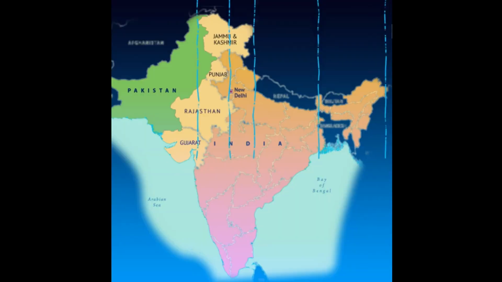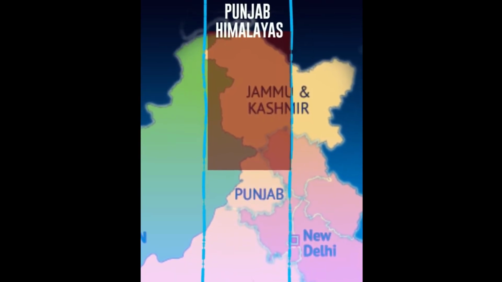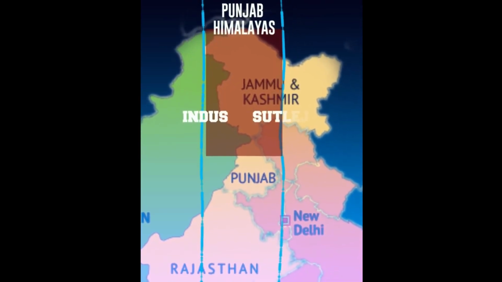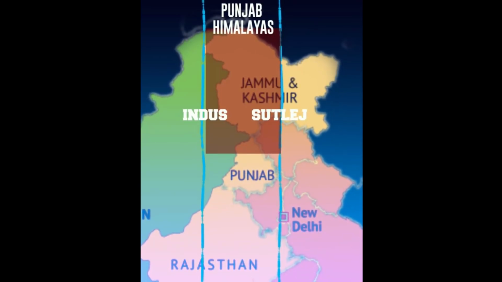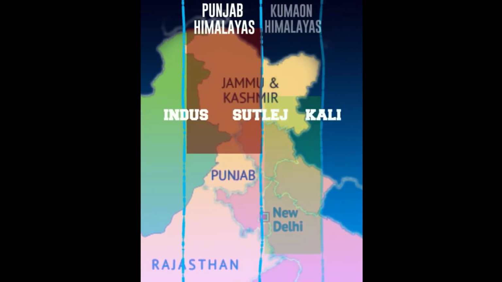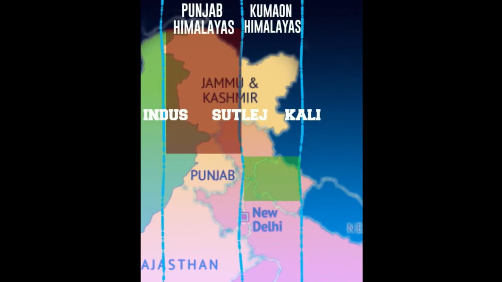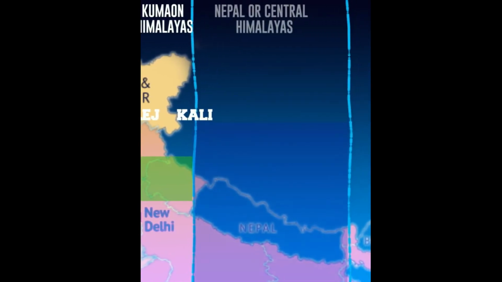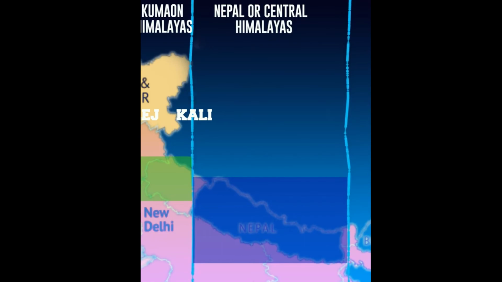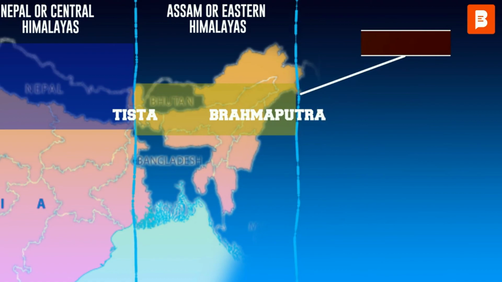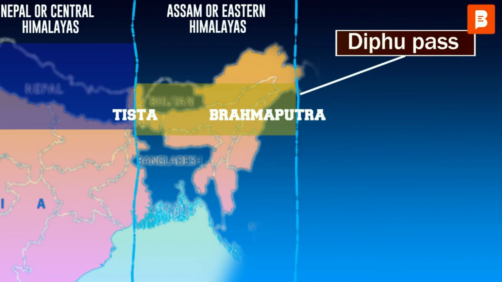The Himalayas are also divided on the basis of regions, demarcated by river valleys. The Himalaya lying between the Indus and Satluj is known as Punjab Himalaya. The part of the Himalaya between the Satluj and Kali rivers is known as Kumaon Himalaya. The Himalaya between the Kali and Teesta rivers is known as Nepal Himalaya, and the Himalaya between the Teesta and Dihang rivers is known as Assam Himalaya.